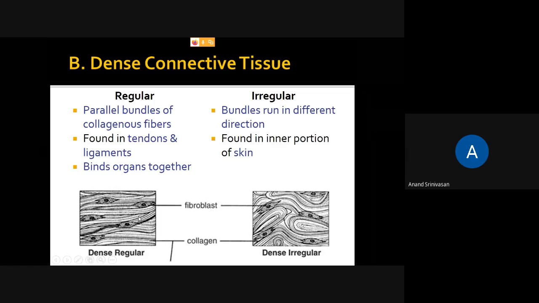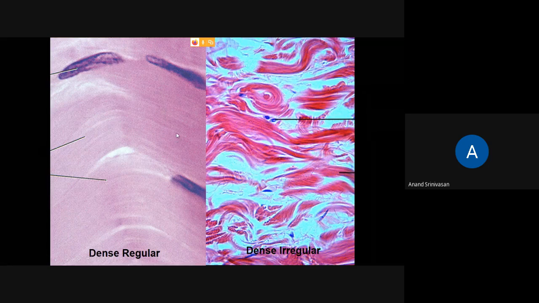The dense regular connective tissue has fibers which are densely packed, whereas here also they are densely packed, but in an irregular fashion. Here you can see dense regular and dense irregular. Example for this is tendons and ligaments, and example for this is under the skin. All right. Any doubts until now?